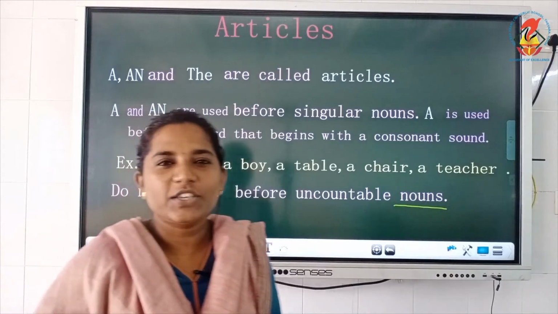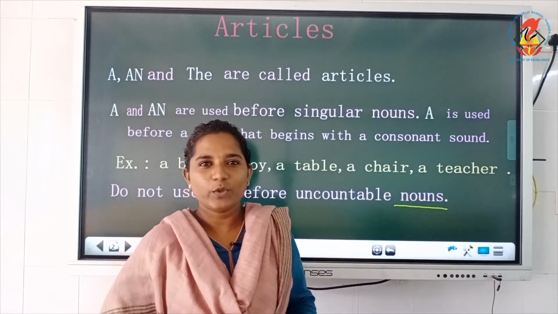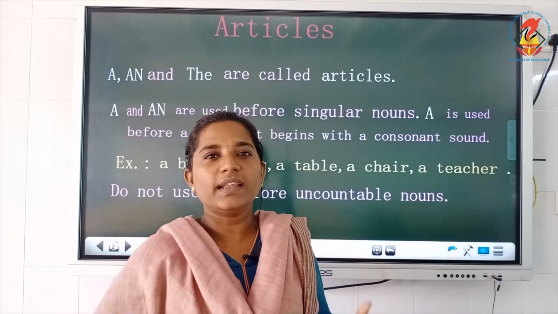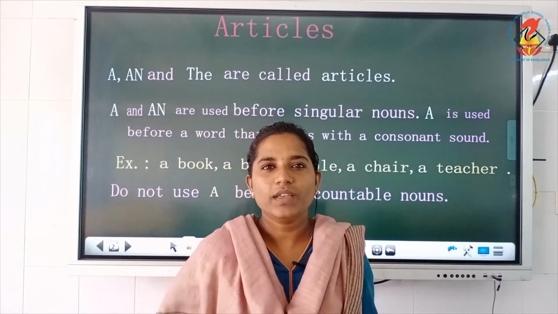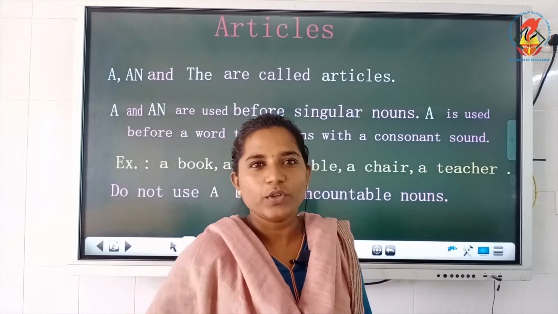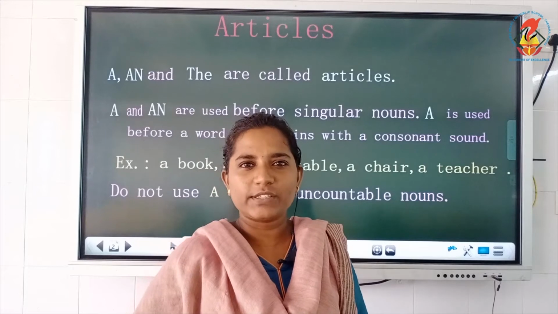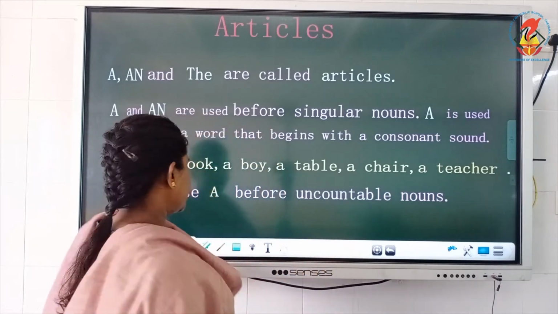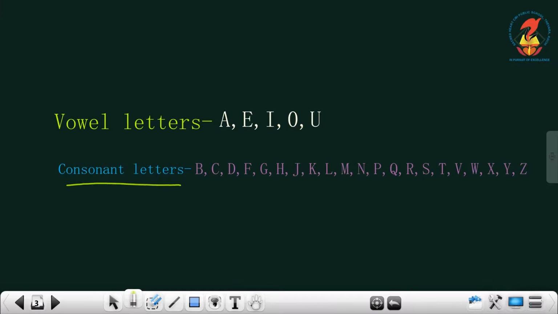Now, let me ask you, what is a vowel? You know what a vowel is, isn't it? The vowel letters are A, E, I, O, U. So, what is the name given for the rest of the letters in the alphabet? It is known as consonants. The rest of the letters of the alphabet are known as consonant letters. Okay.